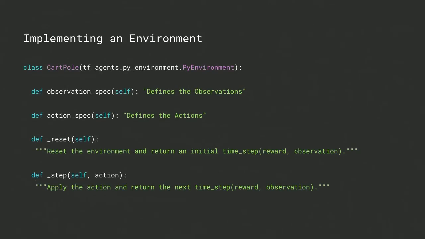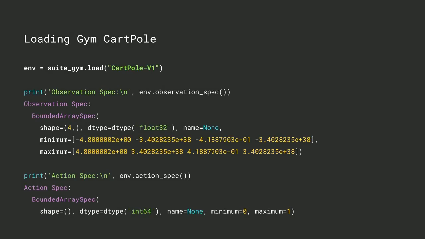OK, so if you were to implement this problem or environment yourself, you would subclass the TF agents environment class. And you would provide 2 properties. One is called the observation spec, and that defines what the observations are. And you would implement the action spec property, and that describes what actions the environment allows. And there are 2 major methods. One is reset, which resets the environment and brings the pole back to the center and vertical. And the step method, which accepts the action and updates any internal state and emits the observation and the reward for that time step. Now, for this particular problem, you don't have to do that.